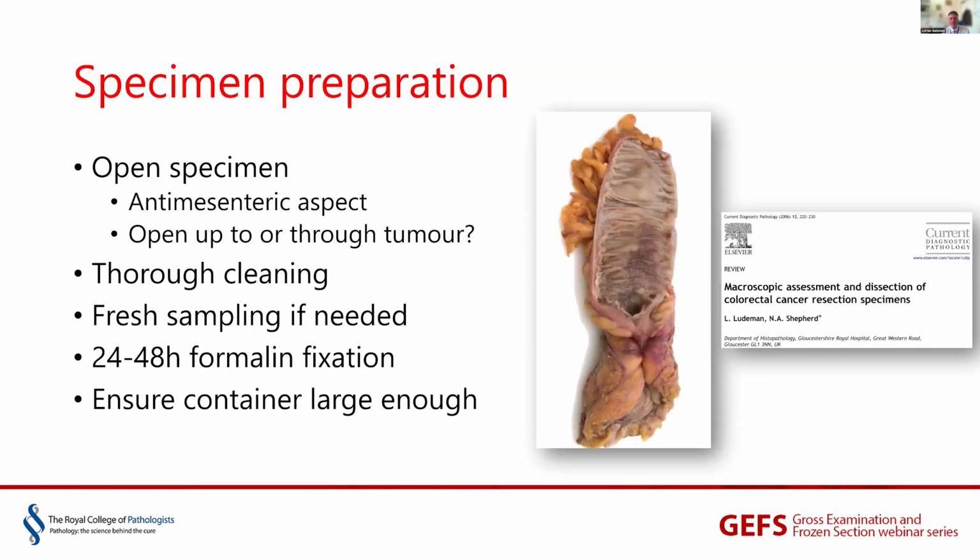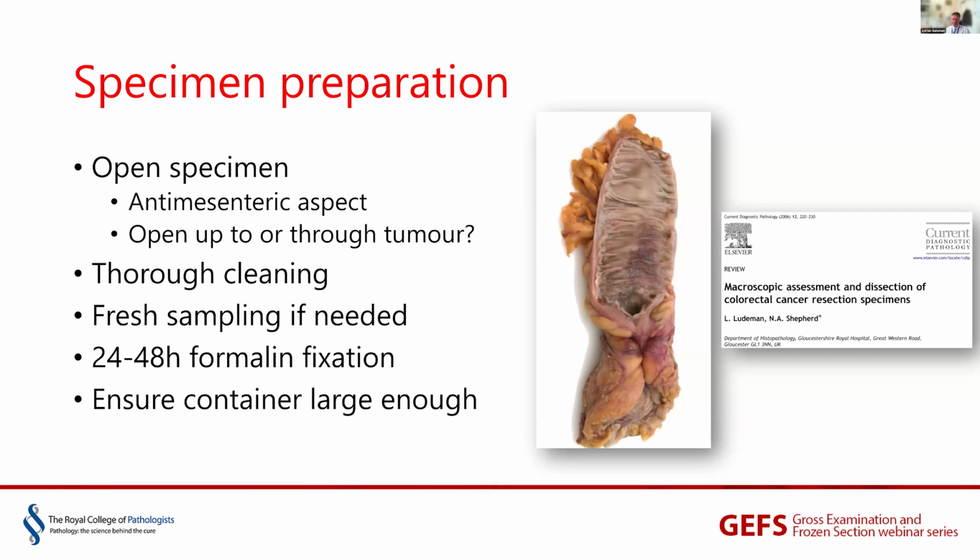So preparing specimens. Now, of course, we have to open these specimens. Sometimes they get opened in theatre. Otherwise, we need to open and clean them. We would normally open them along the aspect of the specimen that's opposite where the mesentery is. Now, do you open up to or through the tumour? And there's a point that raises debate amongst different pathologists. I think most people would say it's good to open up to a tumour, but not through it, ideally.